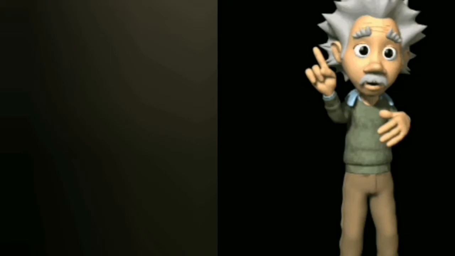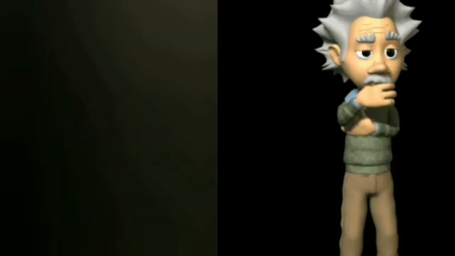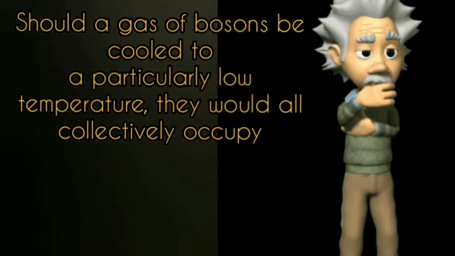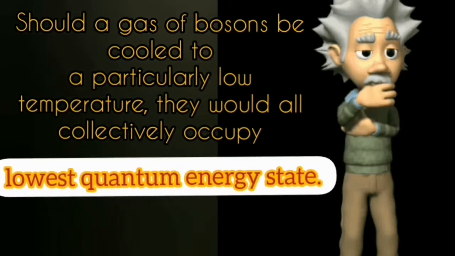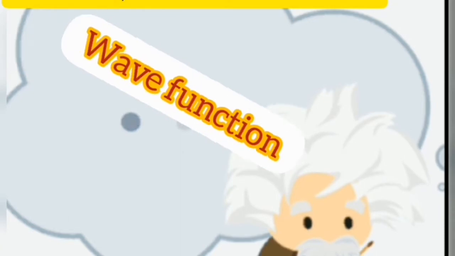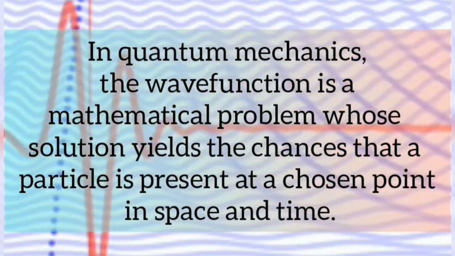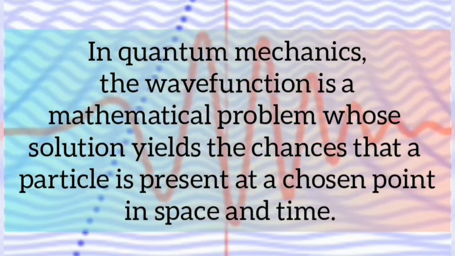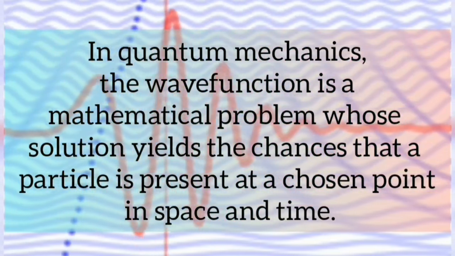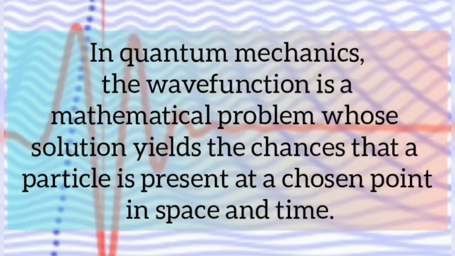And in its aftermath, Einstein quickly realized a peculiar implication. He found that should a gas of bosons be cooled to a particularly low temperature, they would all collectively occupy the lowest quantum energy state. One way to understand this is in terms of the wave function. In quantum mechanics, the wave function is a mathematical function whose solution yields the chances that a particle is present at a chosen point in space and time.